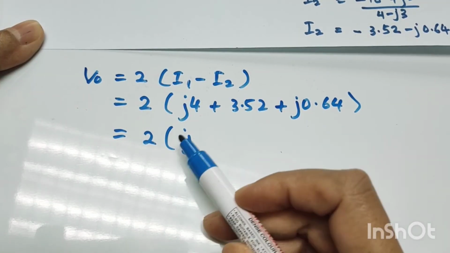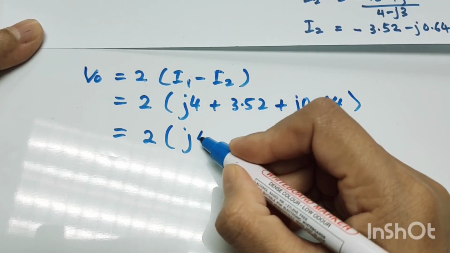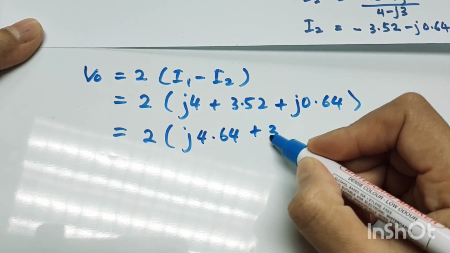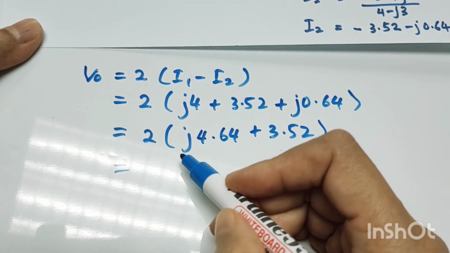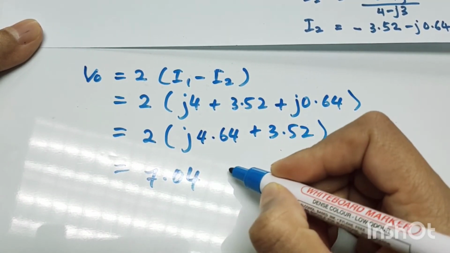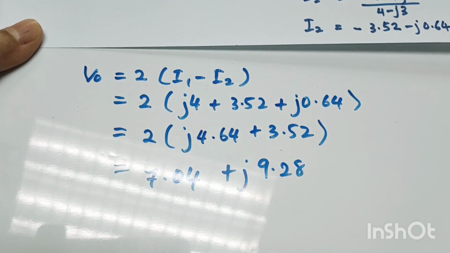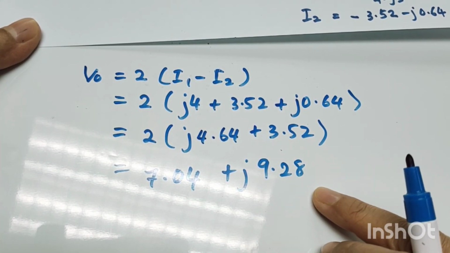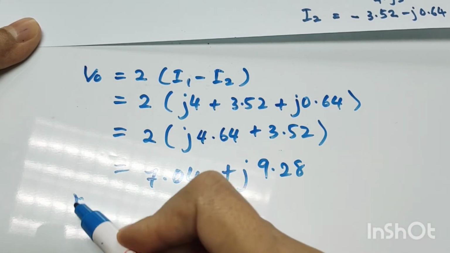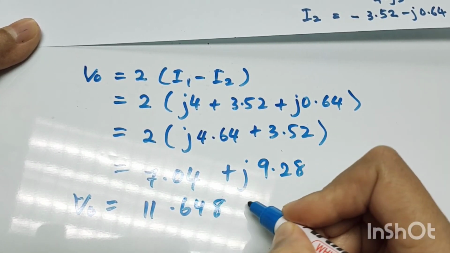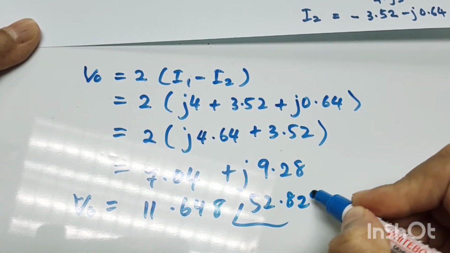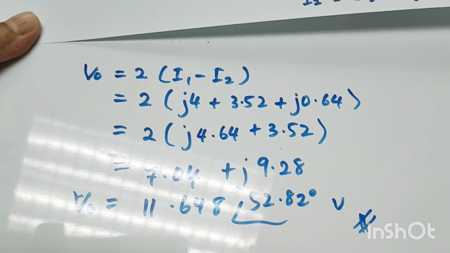So here we get 2 times j4.64 plus 3.52. We solve this equation and we get the value 7.04 plus j9.28. Okay, so from this complex number we solve for the phasor form, and we get 11.648, and the angle is 52.82 volts. So this is the answer.